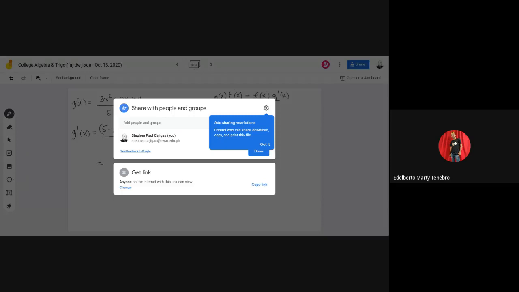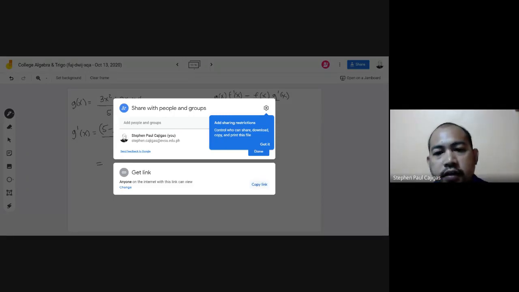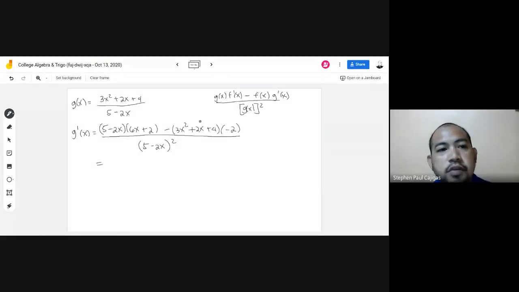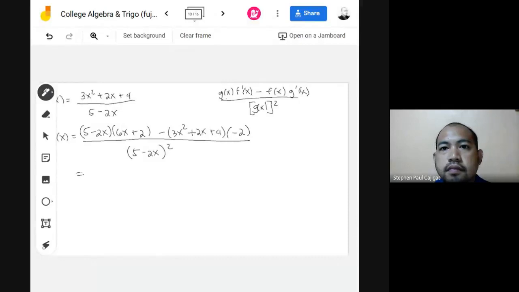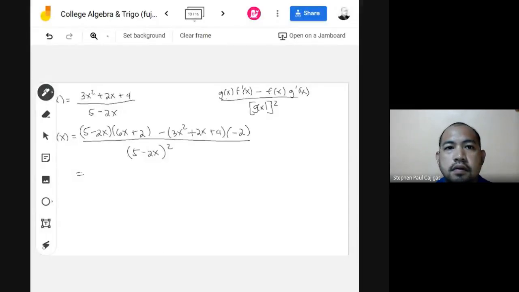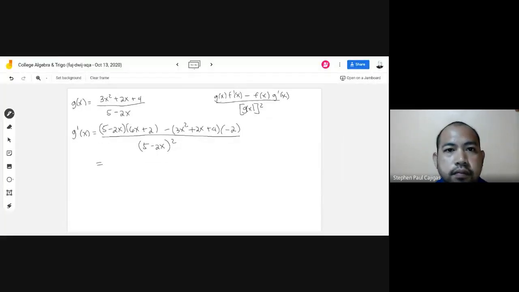Simplify the numerator. Multiply the line here, then distribute.